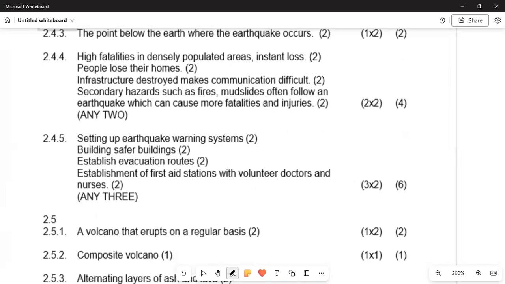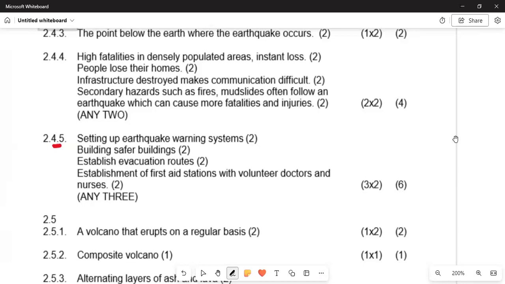And then the strategies here, remember that we have said, what are the strategies that we can come up with? We are saying now, number one, setting up an earthquake warning system. Number two, building safer buildings. Number three, establish evacuation routes. Number four, establishment of first aid stations with volunteers, doctors, and nurses. And three of them would be correct, and then you are getting all your marks there. So you need to understand that. So the last piece here, remember that this was out of 60.